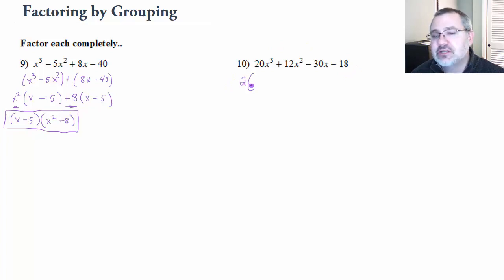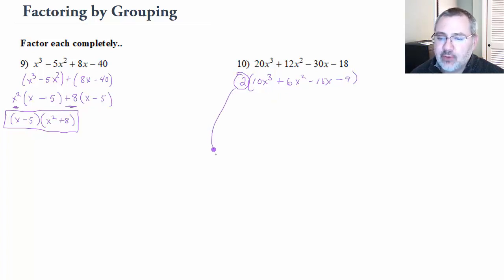If you don't take out the GCF first, it is still factorable, but you tend to forget about it, and it gets stuck in the middle of some of these factors. So let's take out the GCF. When we take a factor of 2 out of 20x to the third, we're left with 10x to the third. Plus, take a 2 out of 12x squared, we're left with 6x squared. Take a 2 out of negative 30x, we're left with negative 15x. And when we divide a 2 out of negative 18, we're left with minus 9. Now again, anytime you take a GCF out, put it all the way down at the end so we don't forget about it.